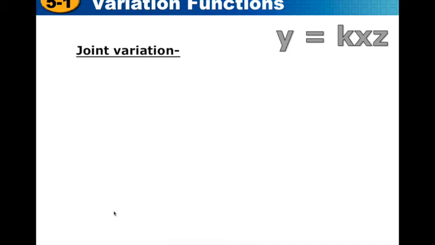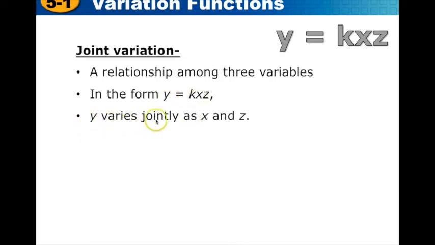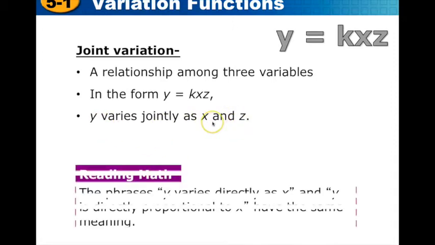So next is joint variation. In joint variation, this is the relationship among three variables. So it's very similar to direct. Instead of just having y equals kx, we have y equals kxz. So now y is in the form y equals kxz. Y varies jointly as x and z. So y varies jointly as two things.